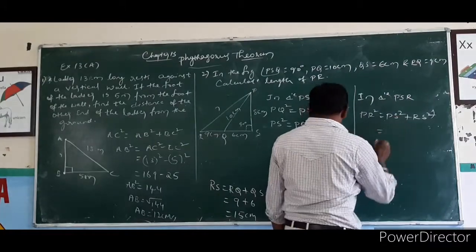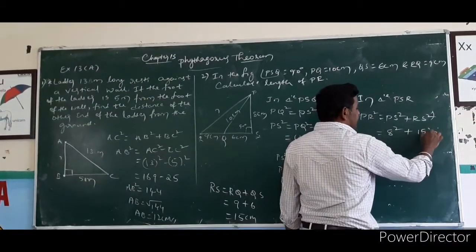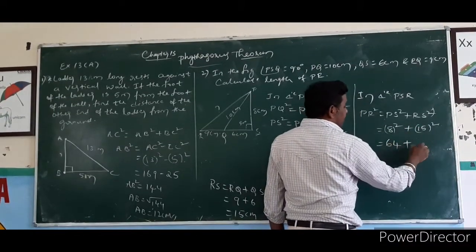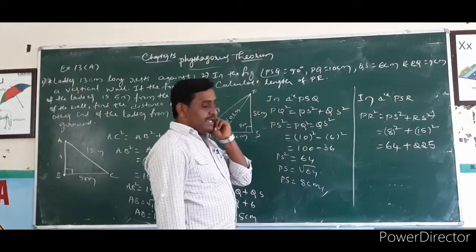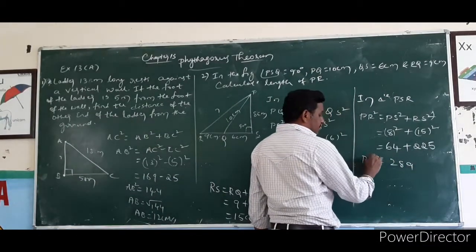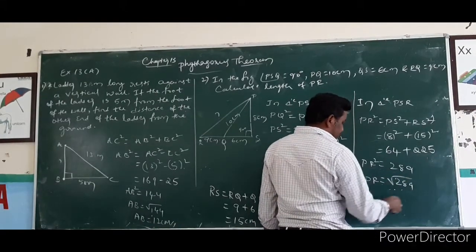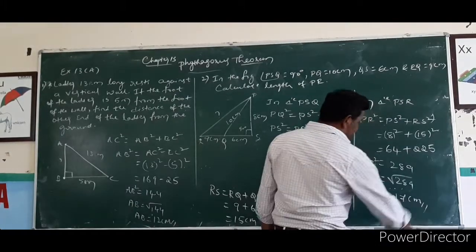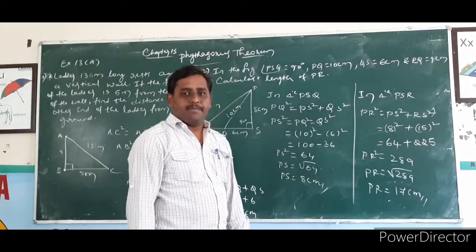PS is 8. So 8 square, 15 square. 8 square means 64. 15 square means 225. If you add these two, you will get 289, PR square. PR is equal to root of 289. That is PR is equal to 17 centimeter. Like this, you can find the answers of the problem.